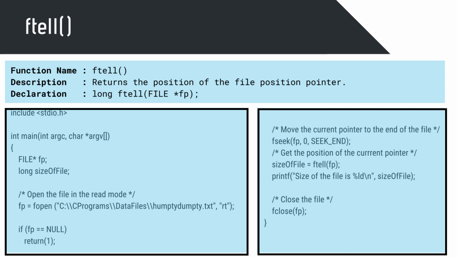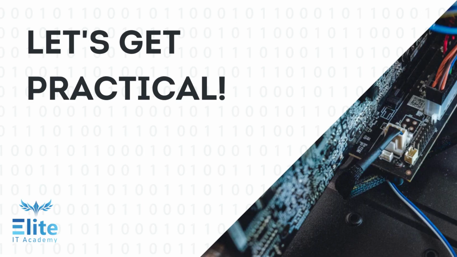It opens a file, then repositions the current position pointer to the end of the file. Then it calls the function ftell to read the current value of the position pointer. This value of the current position pointer is the size of the file in bytes. Let's look at an example using files in practice.